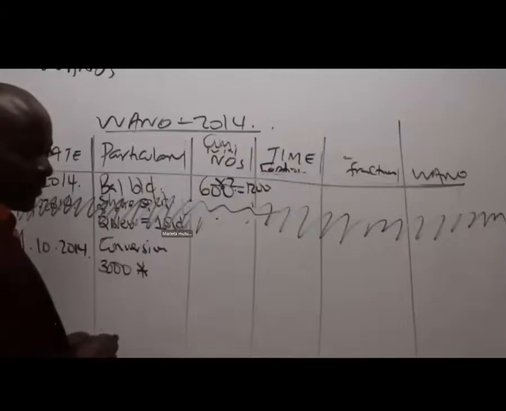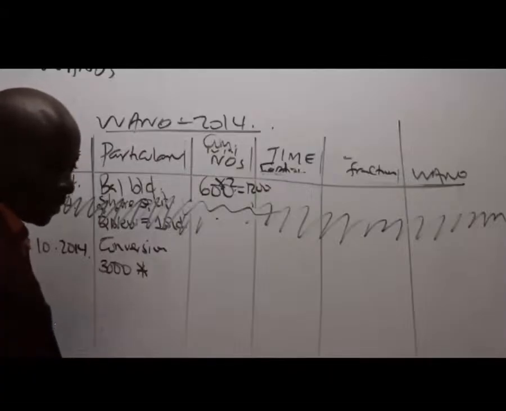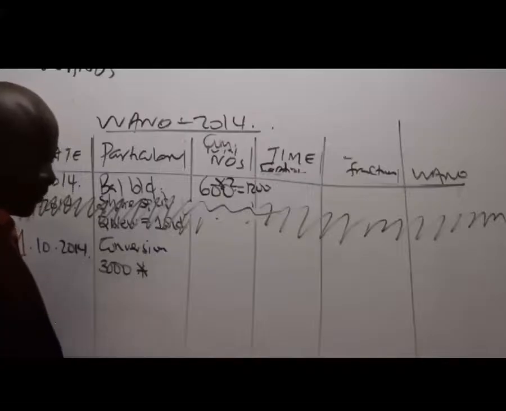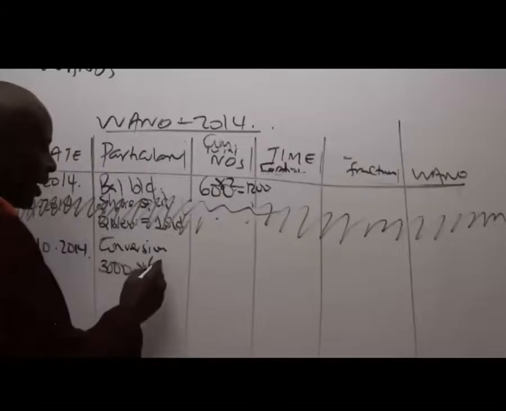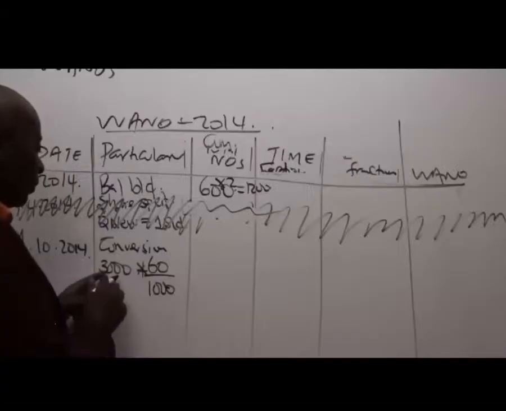What is the rate? What is the rate of conversion? So this is 60 for every, how many debentures? For every 1,000. So this one here, please give me this figure first of all.